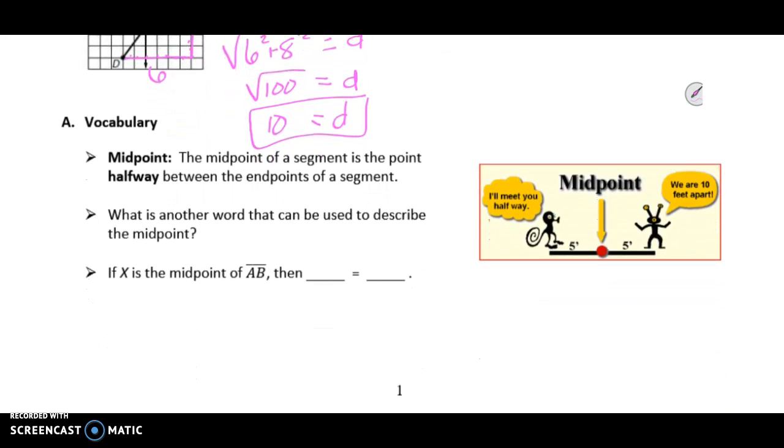So next up is the midpoint. The midpoint of a segment is the point that is halfway between the endpoints of a segment. So that should sound logical. Midpoint, the middle point, the point in the middle, breaks it into 2 equal halves.